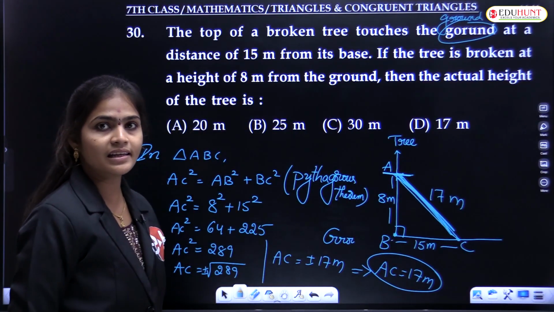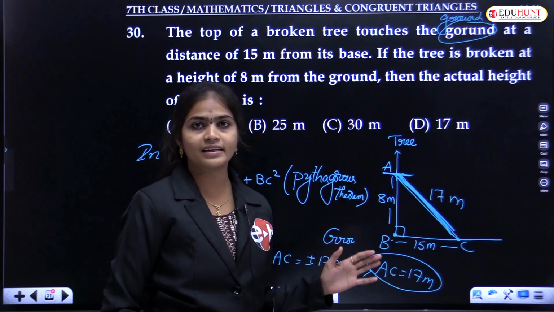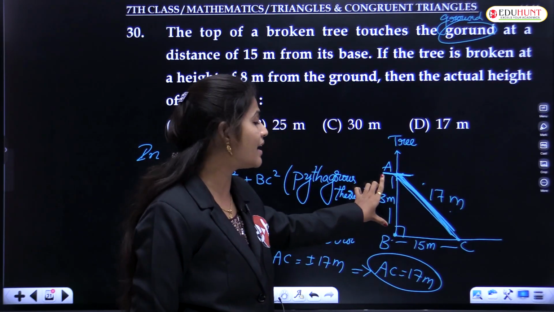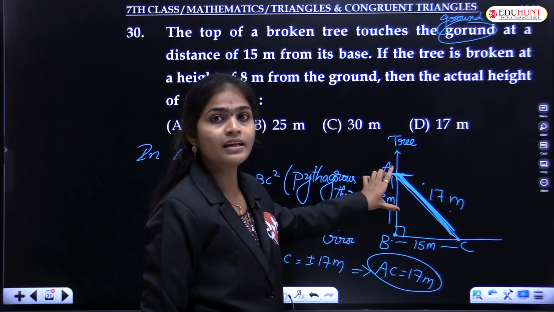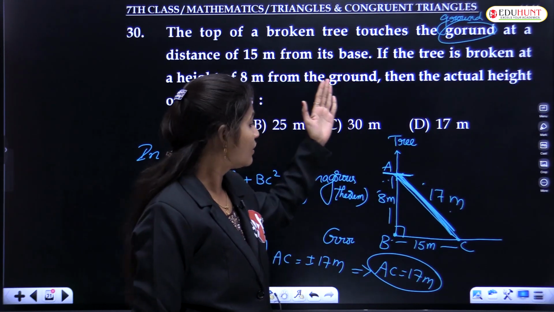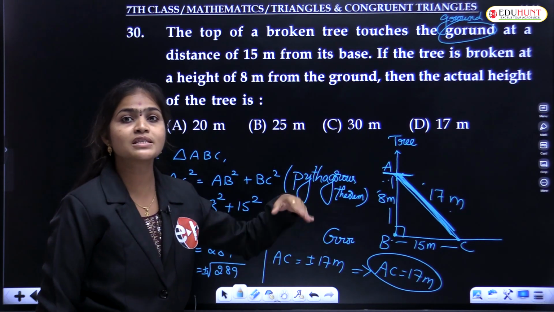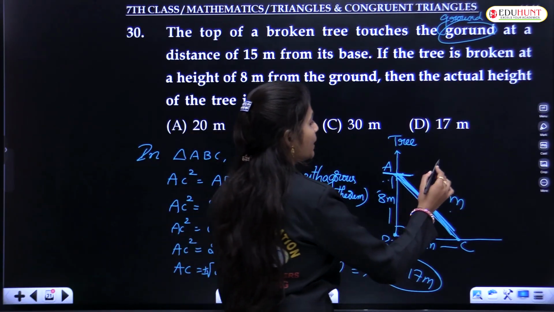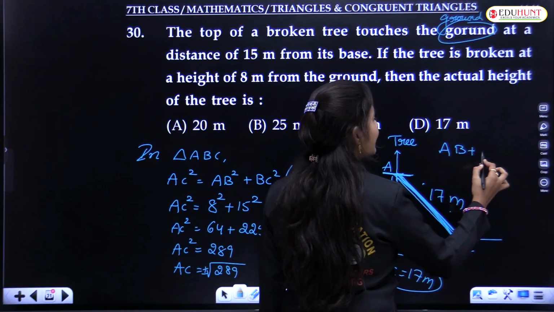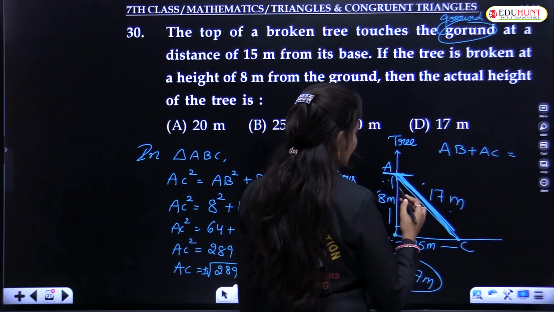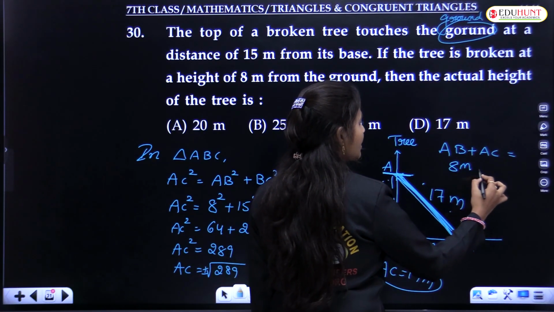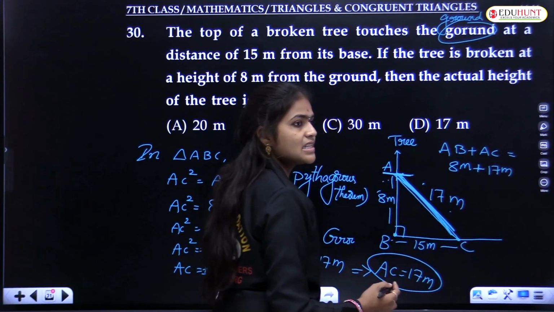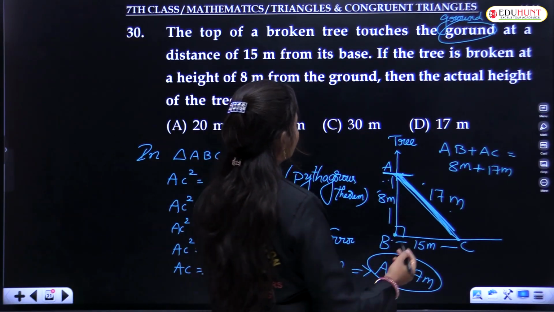Now what are they asking? What is the total height? Total height means this is the broken part, and this is the part still standing on the ground. So the complete total height of the tree before it was broken, that's why we need to find AB plus AC. So AB is equal to 8 meters plus AC is equal to 17 meters. So 17 plus 8 is equal to 25 meters.